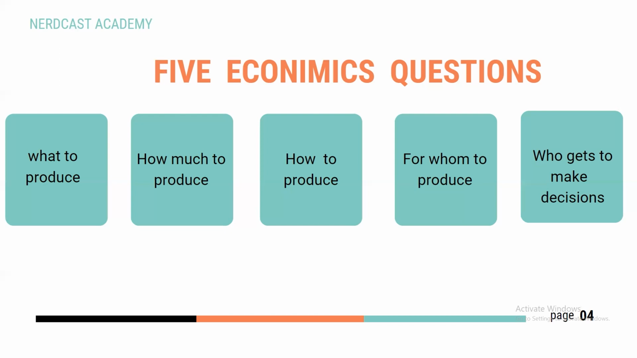The next question is for whom to produce. It is determined by how the income is distributed. Products go to those who are willing and able to pay for them. The productivity of the resources, the relative supply of particular resources, and the ownership of the resources will determine the income of individuals and households. The last question is who gets to make decisions.